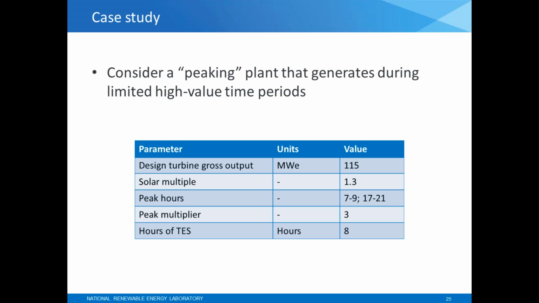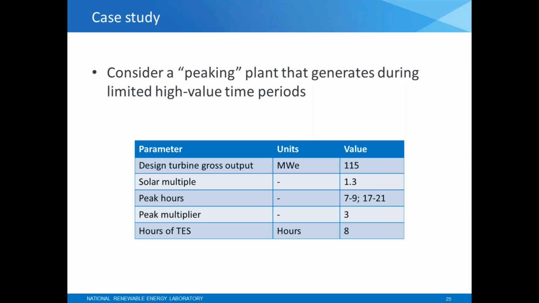So we drop the solar multiple down to something closer to 1 because the number of hours that we're going to be running is not as high as if you were targeting a baseload plant. We specify that the peak hours are as follows: 7 to 9 and 5 to 9 in the evening. And then the multiplier, or the revenue that you get during those time periods, is 3 times the revenue you'd get otherwise.